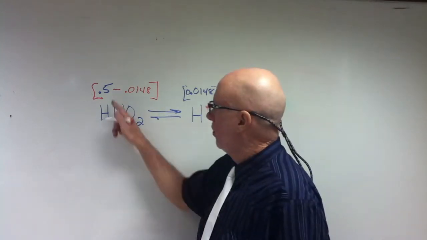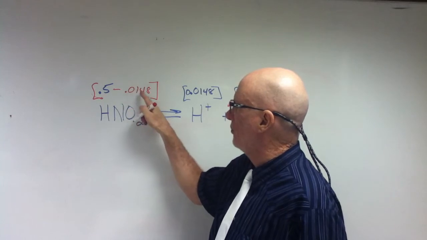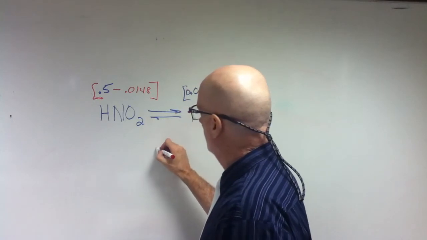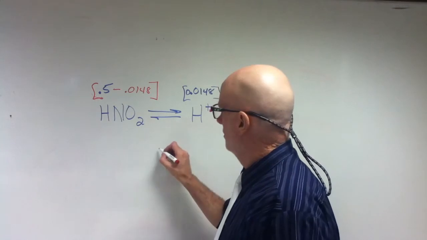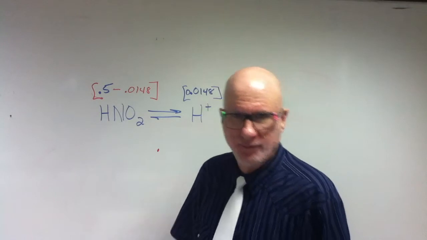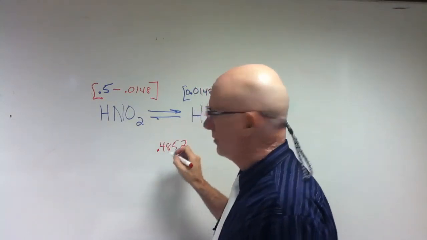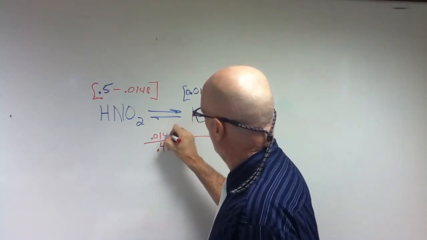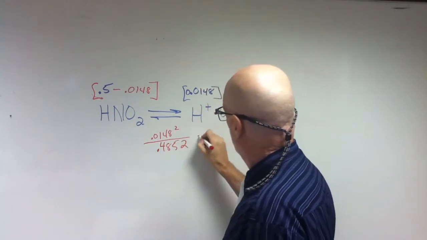Okay, so what is 0.5 minus 0.0148? 0.4852. So what is it? Do it on your calculator. 0.4852. 0.4852? Yeah. Is that it? Yeah. Okay. And then you'd say 0.0148 squared equals what?